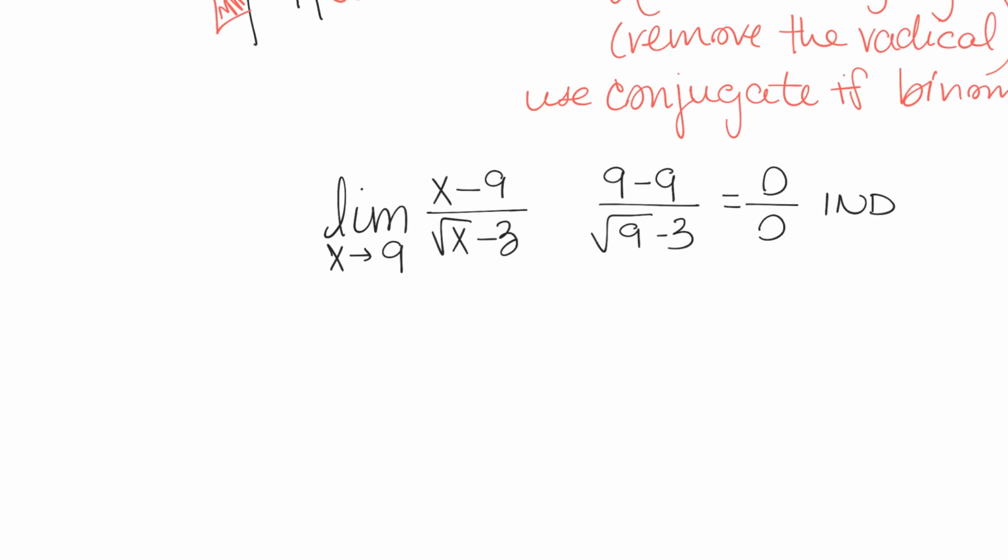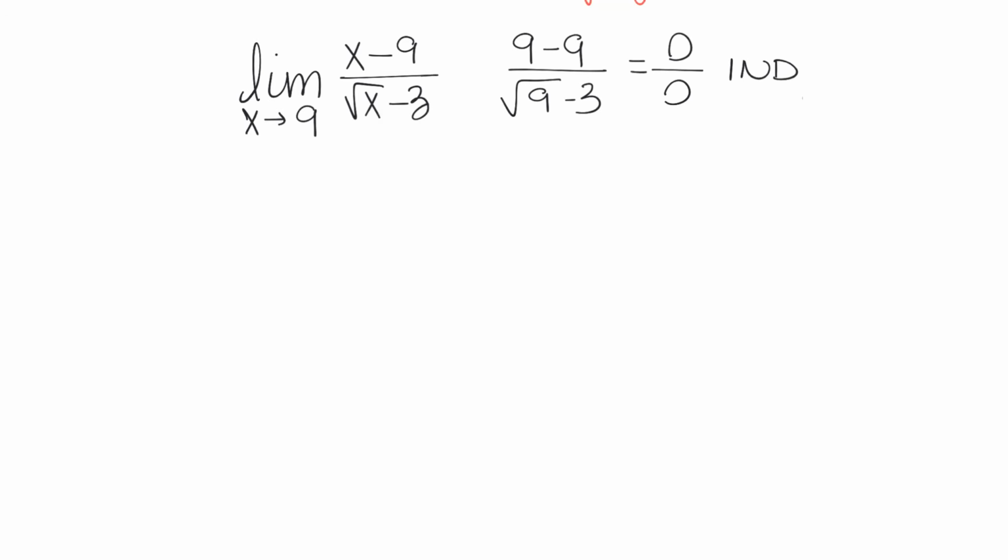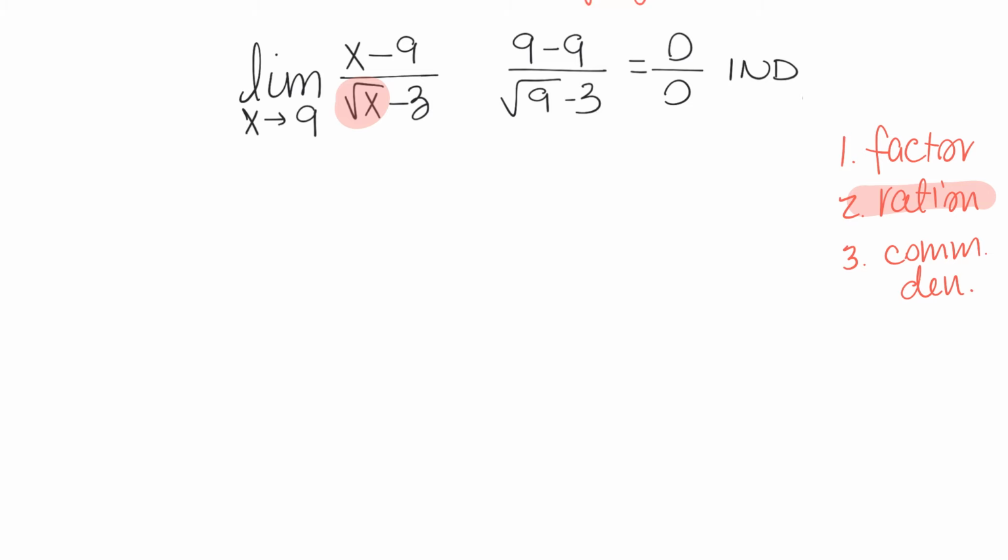Now, your choices on doing more work are the following: you can factor, you can rationalize, or you can find a common denominator. Because we have this radical, this is going to lead us to rationalizing, and we can't factor here. So we're going to rationalize this in hopes we can cancel something out. Here's what that looks like. We're going to say x minus 9 over root x minus 3, and we're going to multiply by the conjugate.